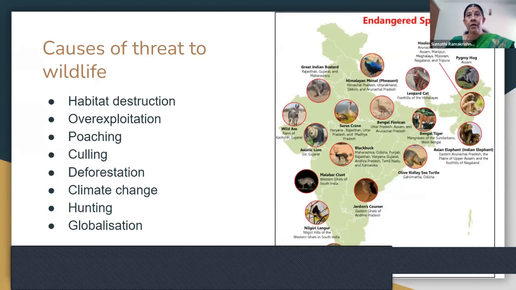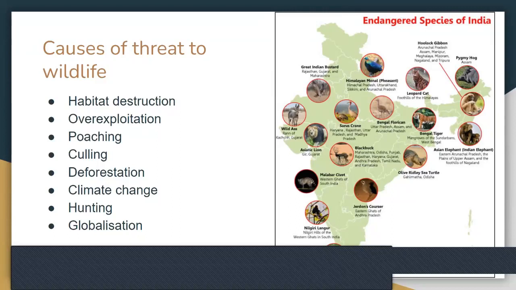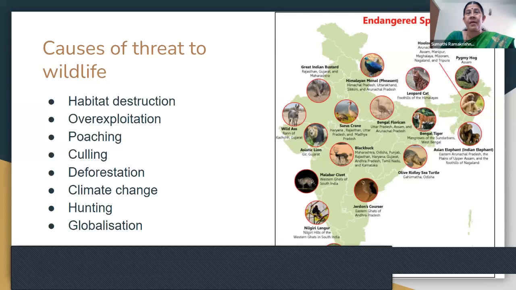Then what is culling? Culling is the deliberate and selective killing of wildlife by governments for various reasons. It need not be the same, so it can be for various reasons. Deforestation, of course, you all know. Cutting down trees for human purposes, resources. It can be anything. The same as what we spoke about, the habitat destruction. Here also it comes up. So what we have to do is, how to overcome this?